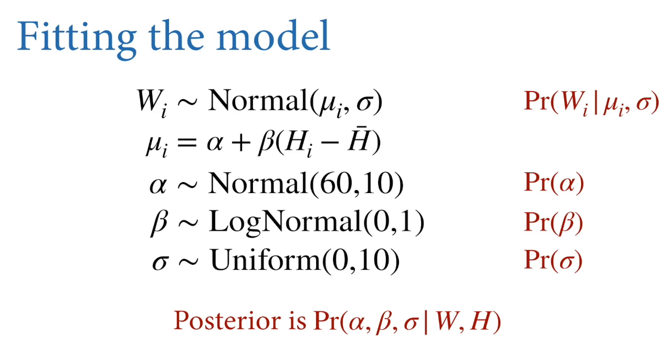And then the three priors for alpha, beta, and sigma, and these are the probabilities. They give you the relative plausibility of each value of alpha, of each value of beta, of each value of sigma before we see the data and we update them. And then we get a posterior, which is defined as the probability of alpha and beta and sigma conditional on the data W and H.